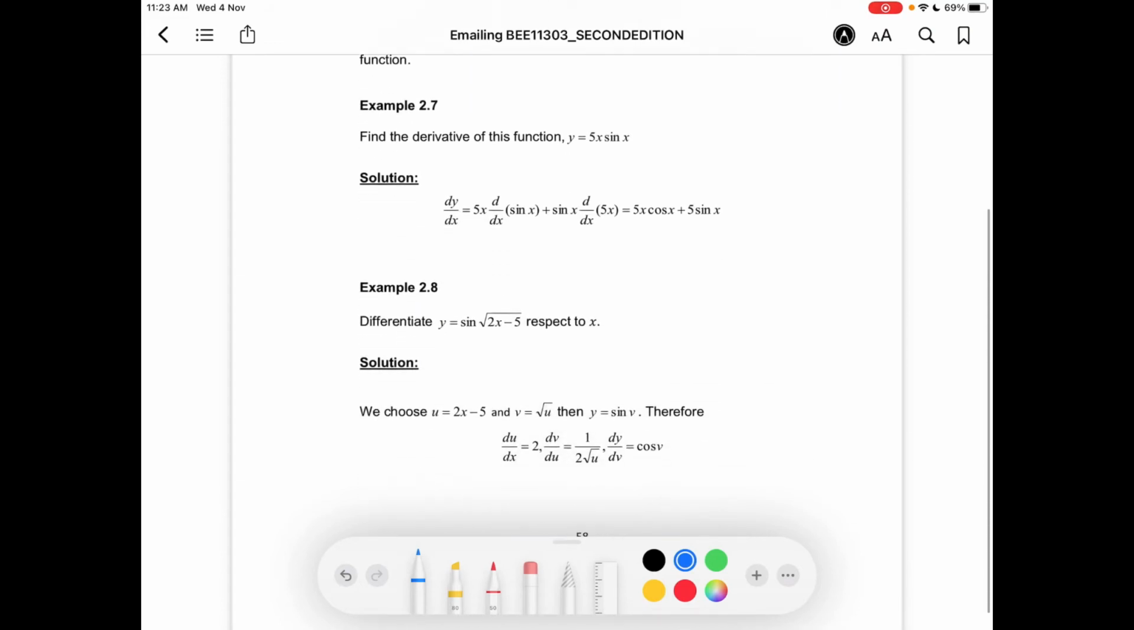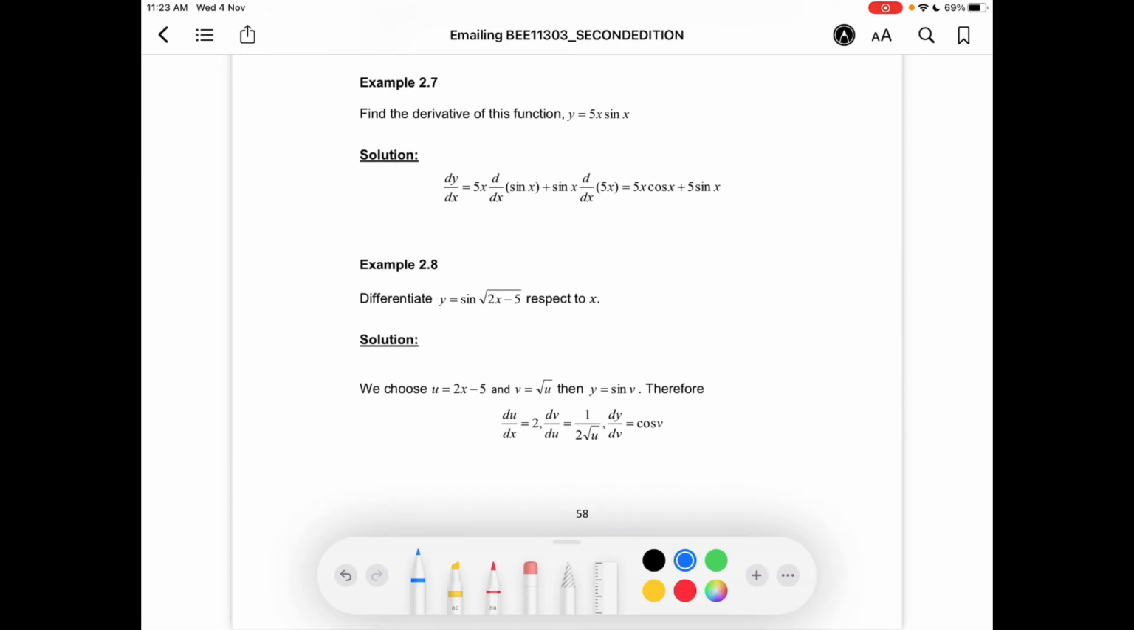Now let's continue with this one. Find the derivative. Example 2.7. Find the derivative of this function, which is y equals 5x sine x. The solution for this is very easy. We have two different functions, which are 5x and sine x. The question asks you to find the derivative, the y prime or dy dx. In order to do this, you know that this consists of two functions, 5x and sine x, so you need to apply the product rule. This is the first technique, which is the product rule.